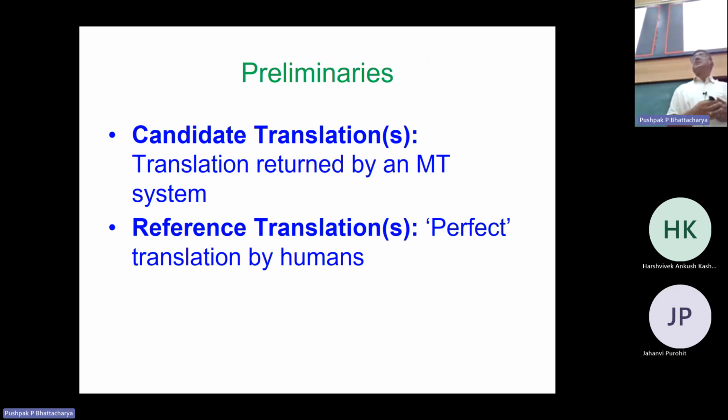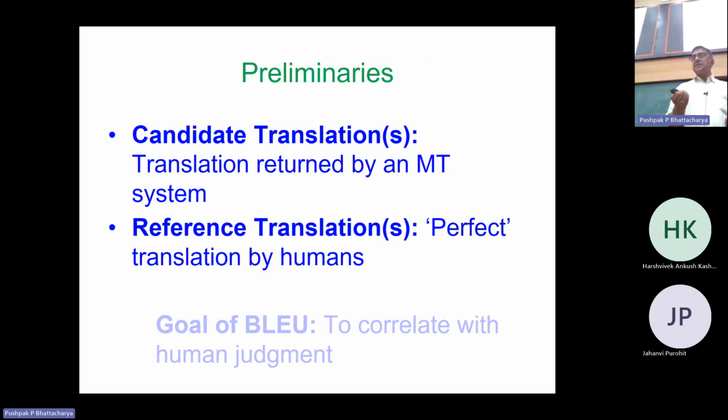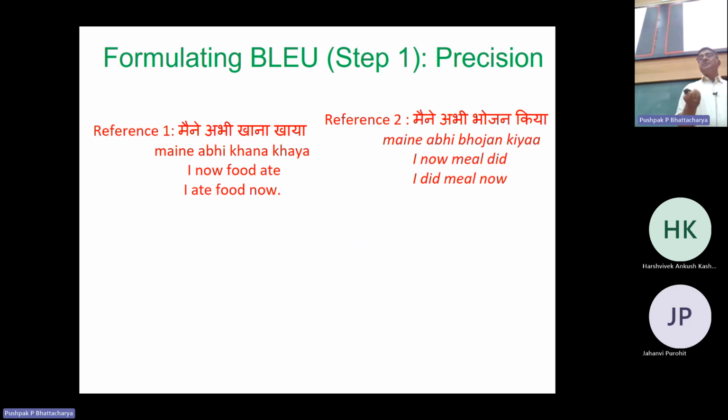Perfect in quotes, because even human beings make bad translation. Okay, there are umpteen number of examples where the reference translation itself is of bad quality. Then what can you compare really? So candidate translation and reference translation, these are the two terms. So the goal of BLEU is to correlate well with human judgment. So let's go through the formulation of BLEU step by step.